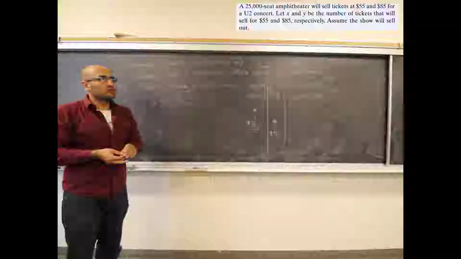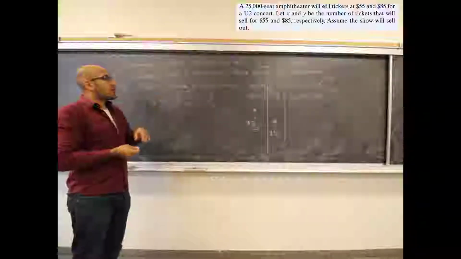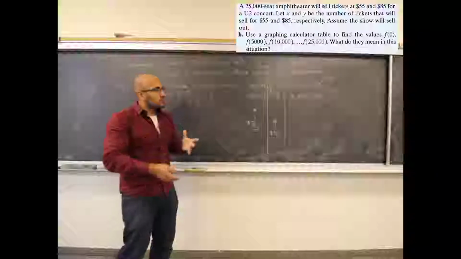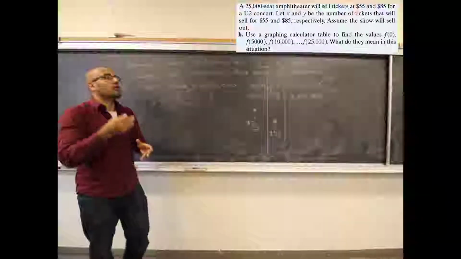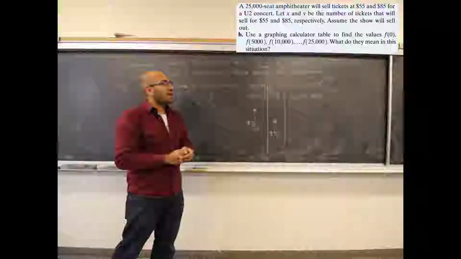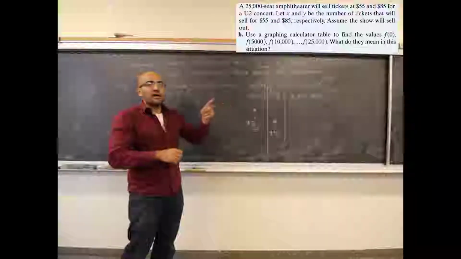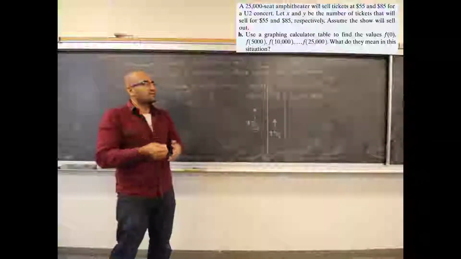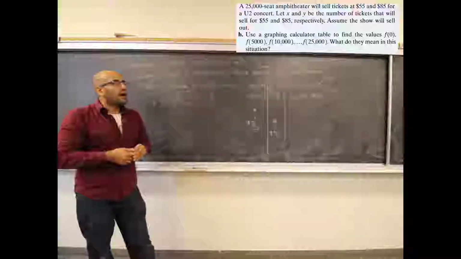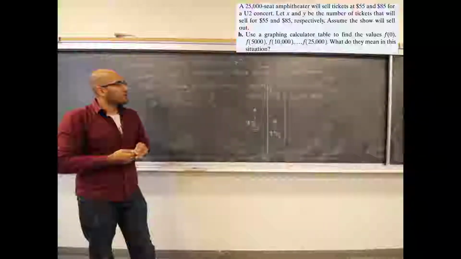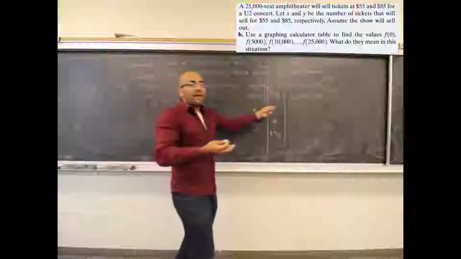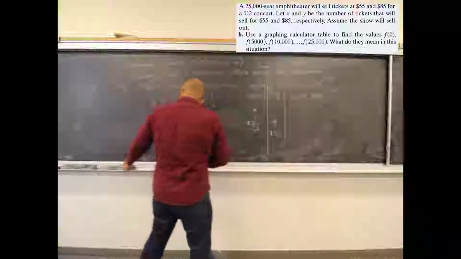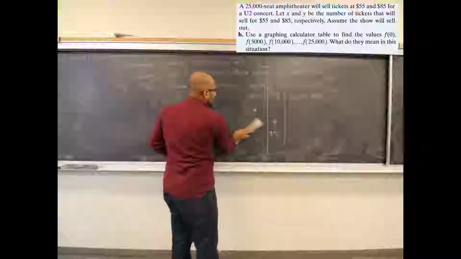Good? Questions? Okay, so for part B it says use a graphing calculator table to find the values of 0, 5,000, 10,000, right? So continue in that pattern: 5,000, 10,000, 15,000, 20,000, 25,000, and find various values. We could just do it by hand. It's really not that difficult to fill in the blanks here and figure out what happens.